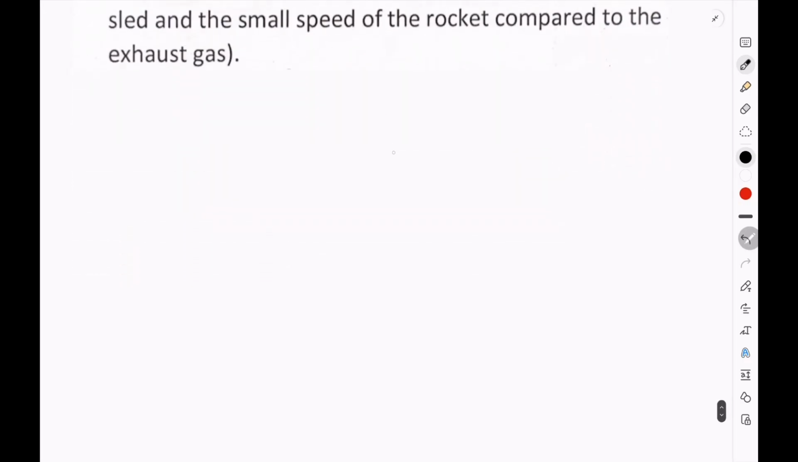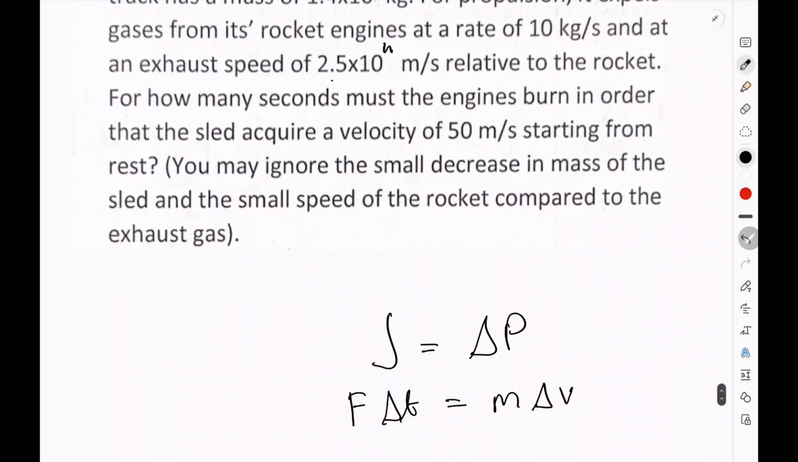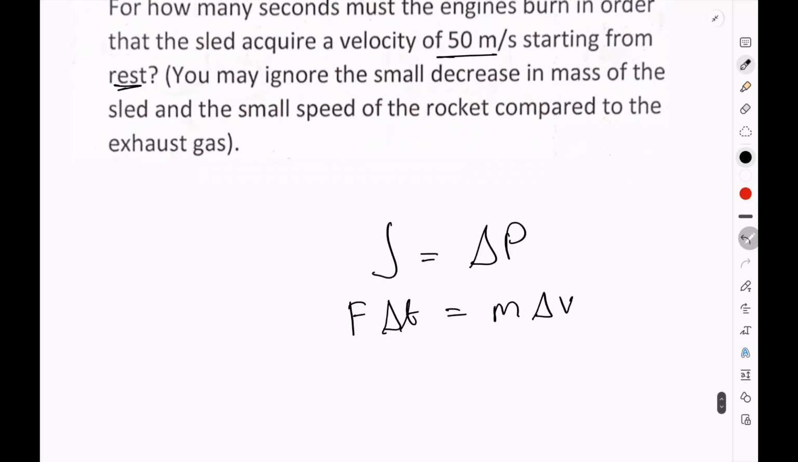So to solve this question, we could use impulse is equal to the change in momentum, where impulse is the force times the time that force is being applied for. And then the change in momentum is the mass times the change in velocity. So the change in velocity is 50 meters per second. It starts from rest and then goes to 50 meters per second.